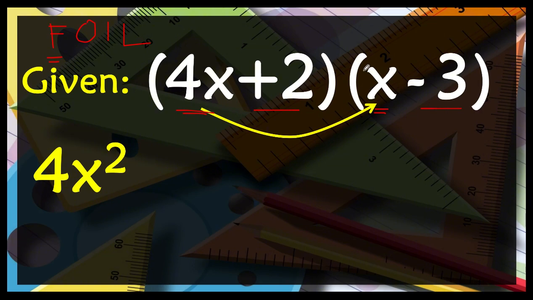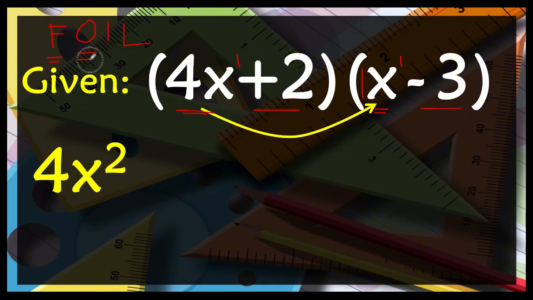4 times the numerical coefficient na 1 here. Pag walang nakalagay na numerical coefficient, parang exponent. Pag walang nakalagay, 1 din. So, 4 times 1 is 4. And then, x times x is x squared. Diba? Kung natatandaan nyo, kapag nagmumultiply tayo with the same base, copy the same base, and then add the exponent. Okay? So, we're done with the first term.